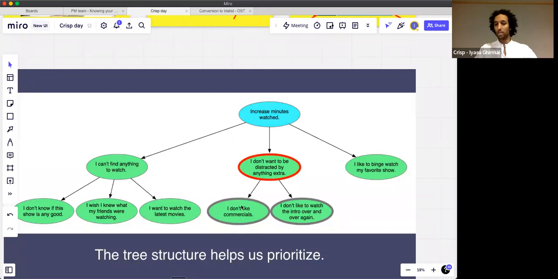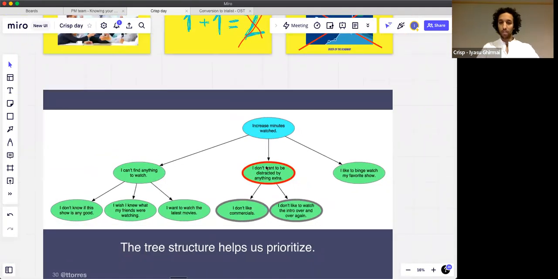So for example, I don't like commercials. I don't want to watch the intro over and over. So these two we can focus on. That's what she's trying to show us. For me, what it's given really good benefit is that it visualizes what you're doing. It visualizes very easily why did we choose to skip intro? Well, it was related to this opportunity, which was related to this overall outcome or the goal that we were trying to achieve. This works from a developer to a director to whomever it might be.